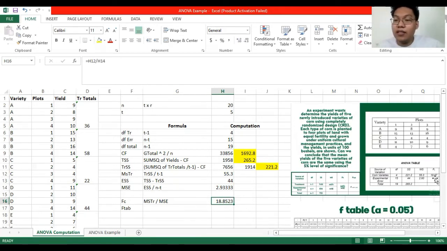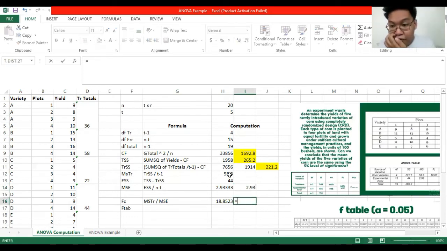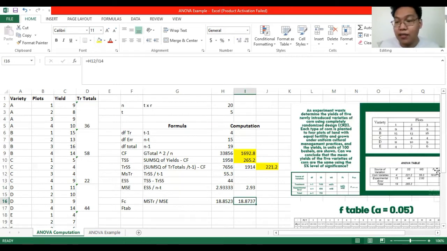Perhaps the reason why this is 18.87 is because it was computed manually. Because when we are computing manually, sometimes we round up or we round down. So perhaps we can try here 2.93, if it will be the same. 5.3 divided by 2.93. Yeah. That's the reason why it is 18.87.